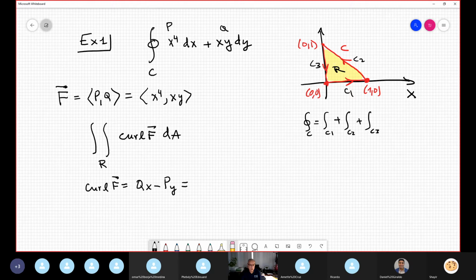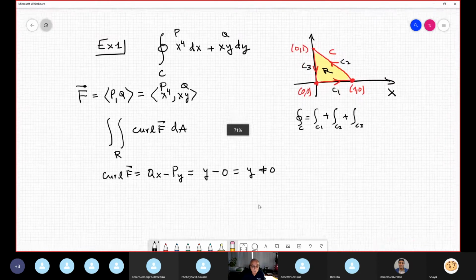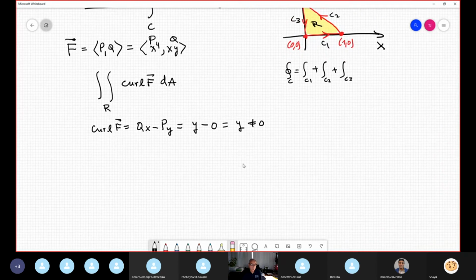It's the formula for the curl in 2 dimensions. Then this is P, and this is Q. So you differentiate Q with respect to x, which gives y. Minus, and you differentiate P with respect to y, which is 0. The answer is y. Not 0. So this vector field is not conservative, no? Now I change my problem, and this problem is the double integral, where the integrand function is y.